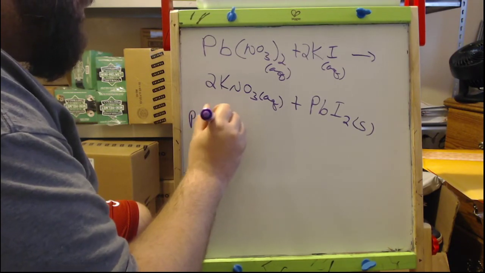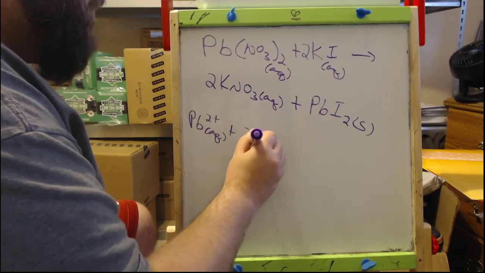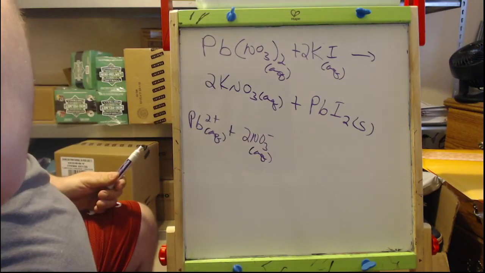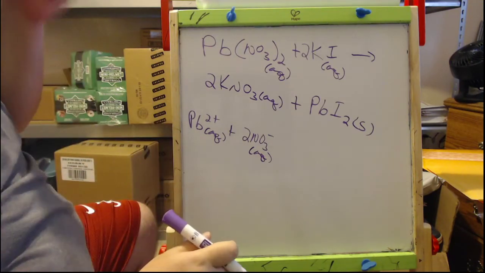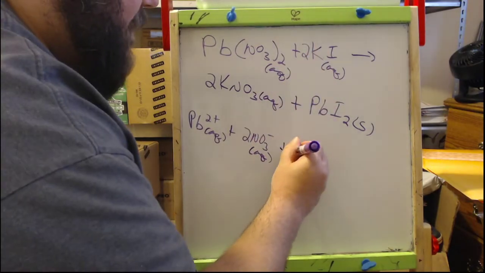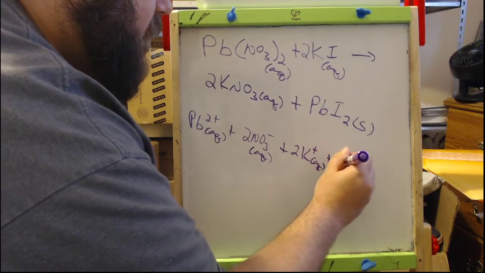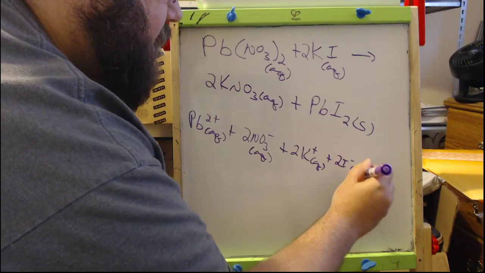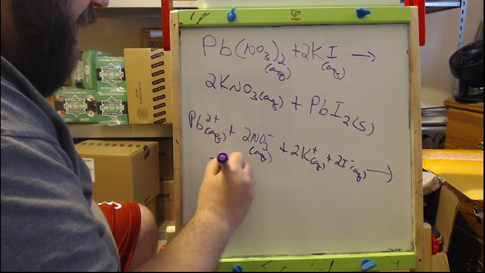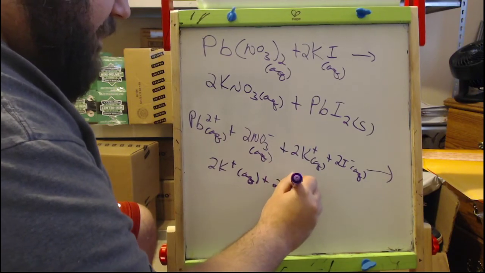Pb 2 plus aqueous plus 2 NO3 minus aqueous. So my subscripts in my net ionic come out front as coefficients, plus, this is an aqueous, so that breaks down, 2K plus aqueous, 2I minus aqueous, yields, aqueous solution, so breaks down, 2K plus aqueous plus 2NO3 minus aqueous.